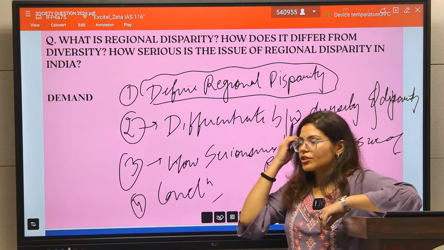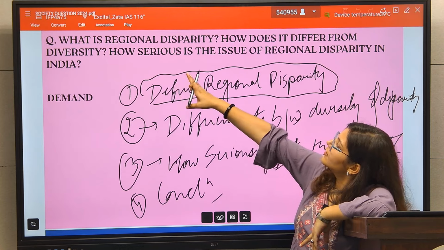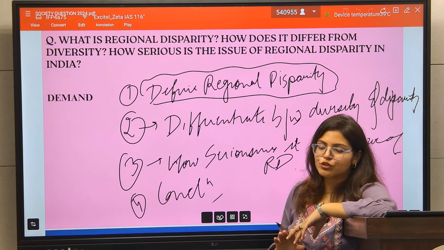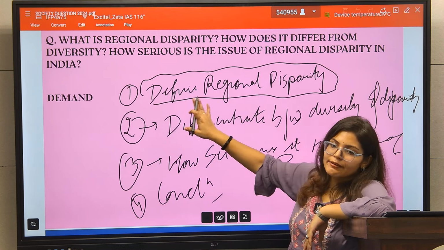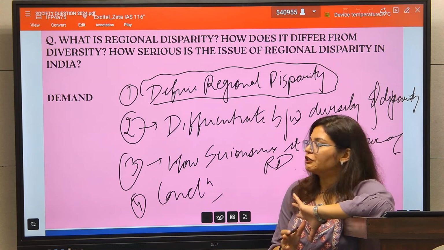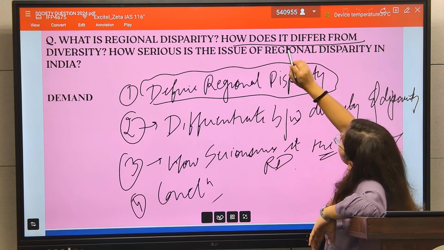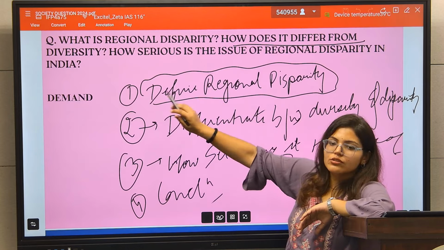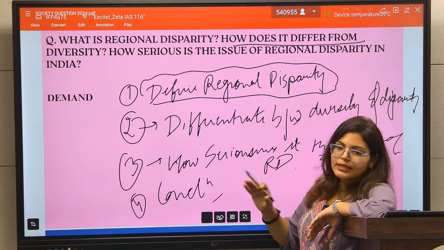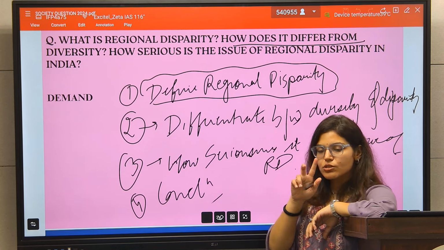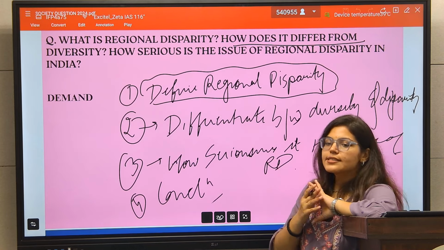So for this question, first what to write in the intro? The question is all about defining regional disparity. So in this type of question, the intro is the definition of regional disparity. Now there is the other part. How does it differ from diversity? Here you have to make a table where you differentiate disparity and diversity, showing how these two terms differ. And third part, you have to define the seriousness of the issue.